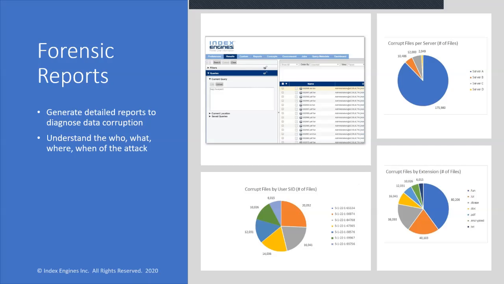You can run a whole series of reports to look at the corrupt files per server, look at corrupt files by extension. So you see a bunch of .lol, .encrypted files, corrupt files by user SID. This is not an environment connected to Active Directory, so it's not going to resolve those SIDs, but you can see which user files are being corrupted. Lots of different reports that are being generated.